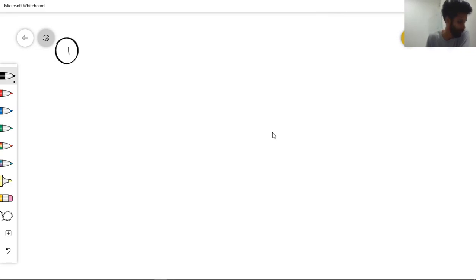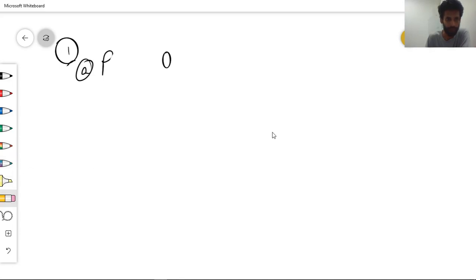Okay, question number 1. Question number 1 was here what is given. First of all, we have to understand what is given. Perimeter is given. First of all, perimeter given is 160. Okay, let me write it.